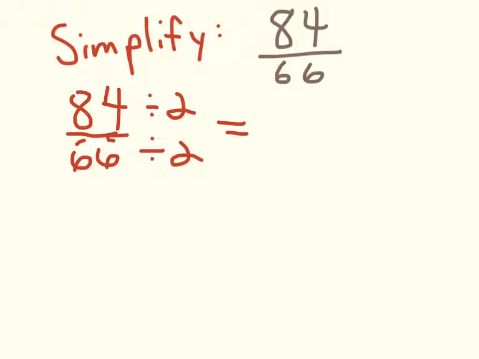So we're allowed to do this. It's because we're doing the division by 2. We're doing it to both the top and the bottom of the fraction, so that's okay. So we're not changing the value of the fraction. It's still representing the same amount in a way. So 84 divided by 2, you might do that in your head or using a calculator, would be 42 divided by 66 divided by 2 is 33.